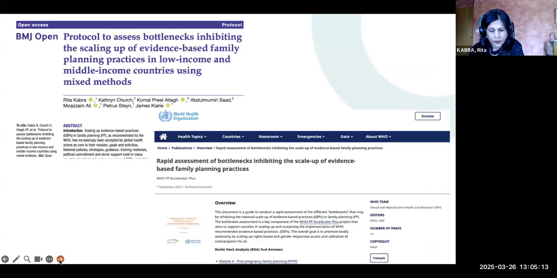Next, please. So with this approach, the protocol to assess bottlenecks was developed, and this protocol has been published, and it is also on the WHO website, and we will share with you the link so that colleagues who really want to go into detail and see the protocol as well as want to implement it can happily do that. So this is the protocol.